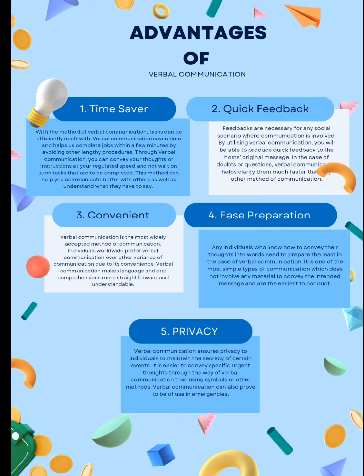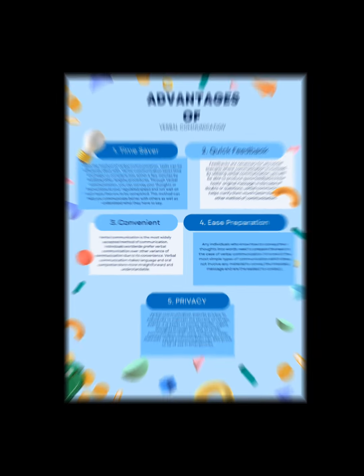5. Privacy. Verbal communication ensures privacy to individuals to maintain the secrecy of certain events. It is easier to convey specific urgent thoughts through verbal communication than using symbols or other methods. Verbal communication can also be used in emergencies.